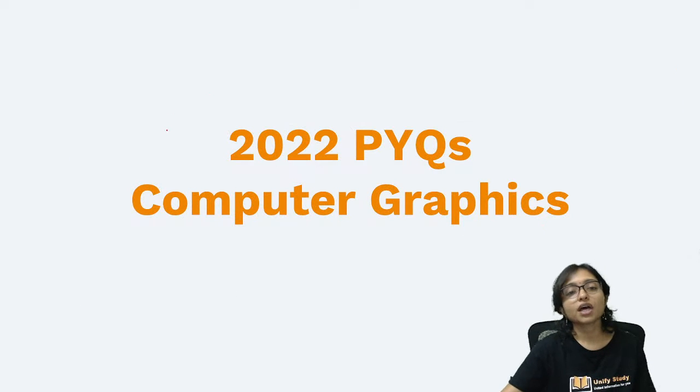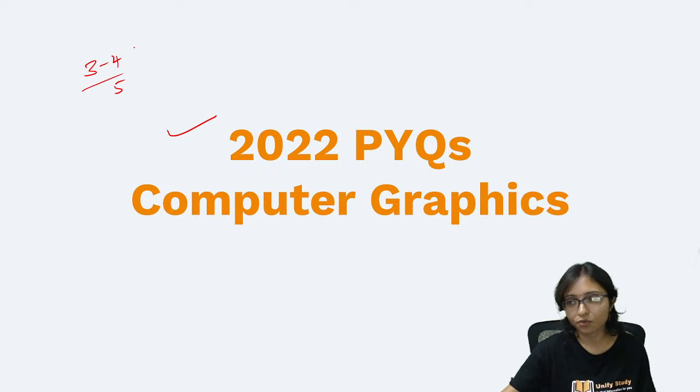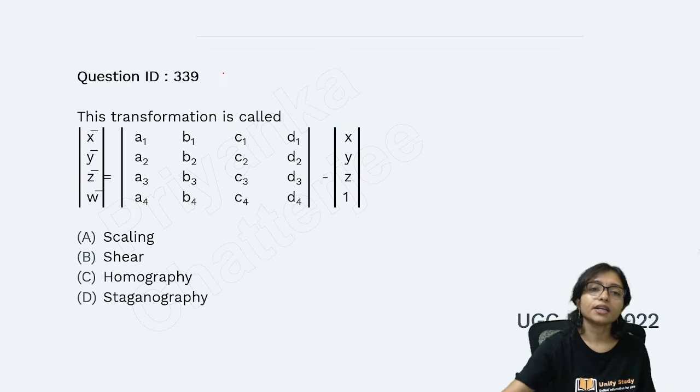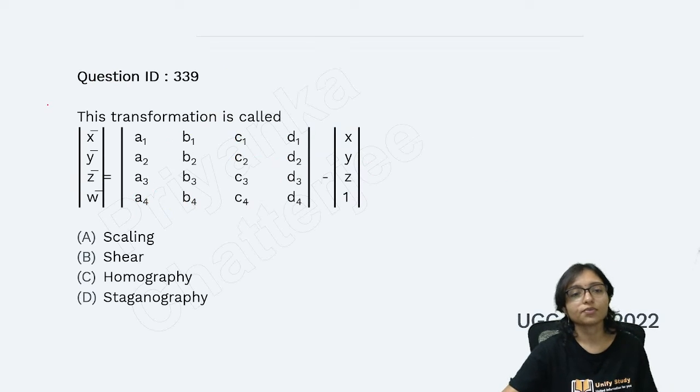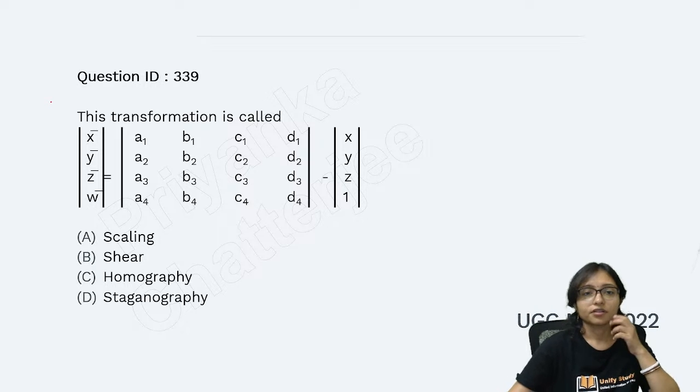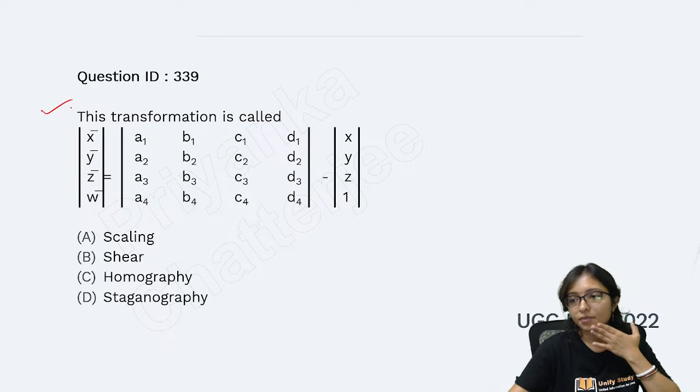Okay, now 2022. You can see every year how many questions are there from graphics? 3 to 4, maximum 5. These are the number of questions. So, 2022 question paper. Now tell me what will be the answer here. What type of transformation is it?